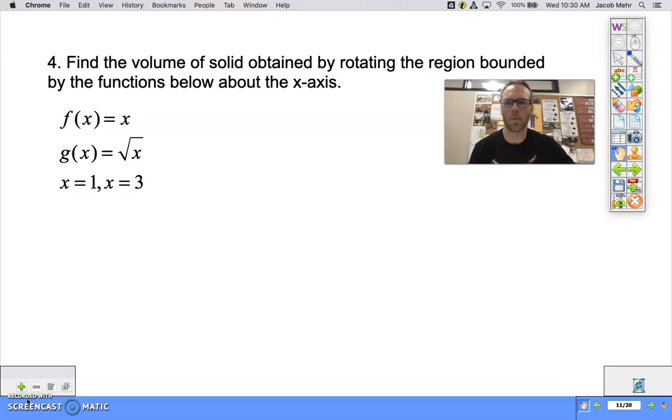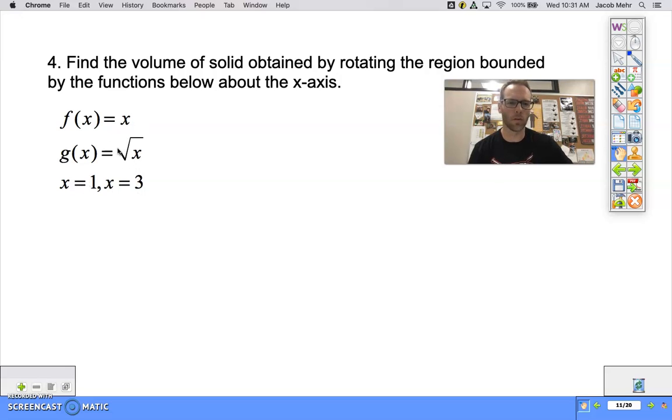All right, new twist on this one. So here we're going to find the volume again. We're back to rotating about the x-axis, but now we're bounded by two functions on the interval from 1 to 3. We're bounded by f of x equals x, and g of x equals the square root of x from x equals 1 to 3.